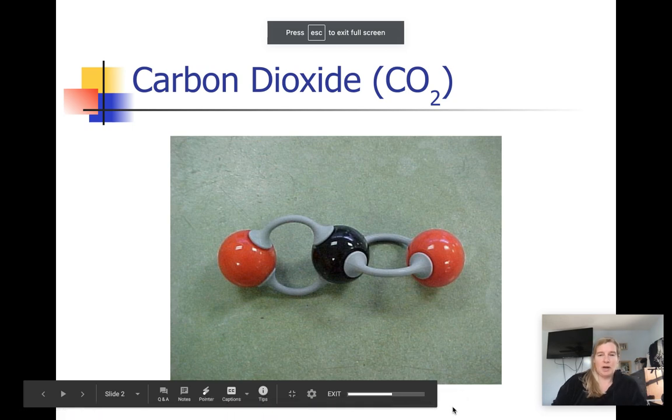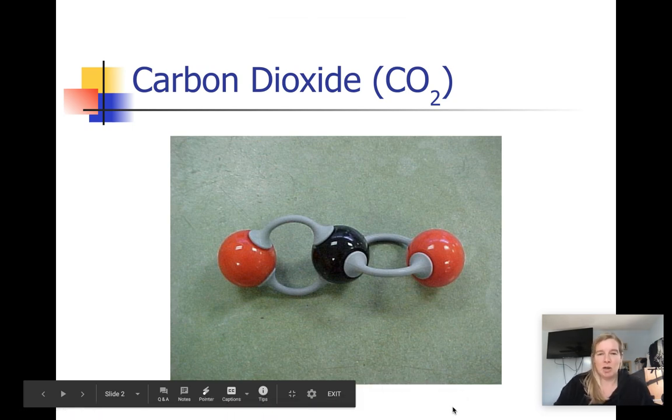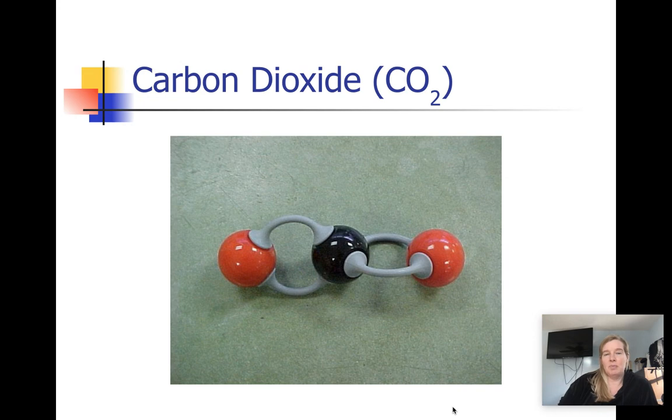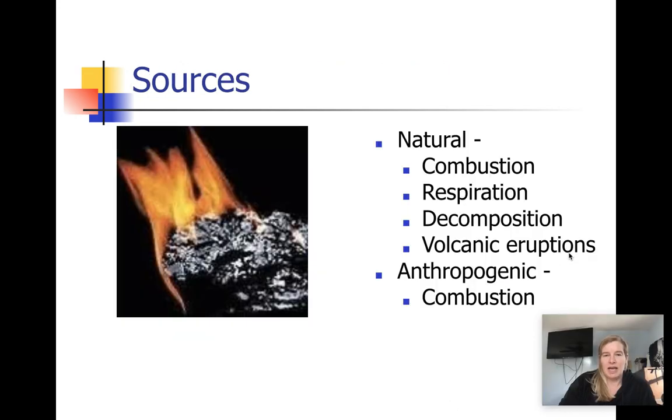So we're going to talk about carbon dioxide briefly. Carbon dioxide is both a natural and a human-caused air pollutant. Its natural sources include combustion, so burning, like natural forest fires. Not all forest fires are human caused. Natural burning is a natural source of carbon dioxide.